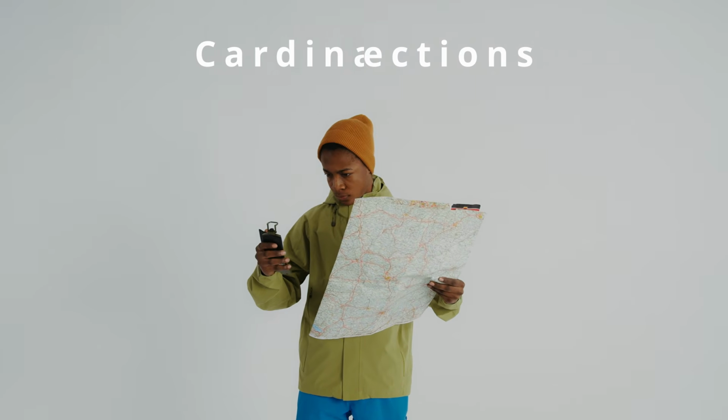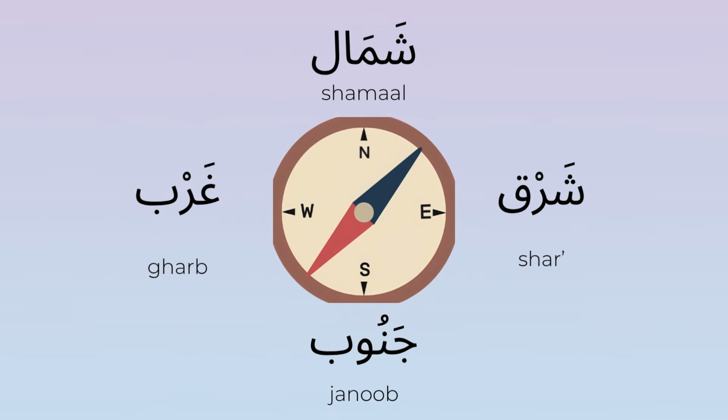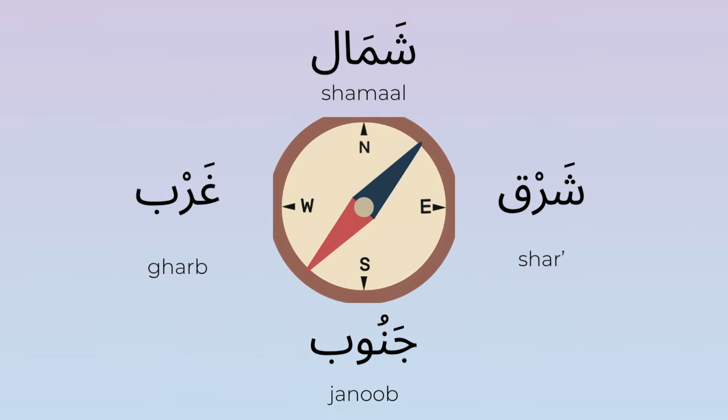They're north, south, east, and west. Let's first start off with north. Shamal. Notice how this is spelled very similarly to the word for left, which is shmal. The only difference is the diacritic on the letter sheen.